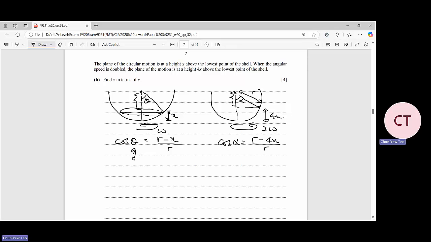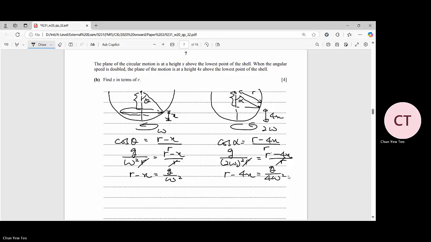This will be g over omega squared r is equal to r minus x over r. So the r can cancel off, and you get r minus x is equal to g over omega squared. Then for this one, you just change your omega to 2 times omega, double of it. You cancel the r, then you get r minus 4x is equal to g over 4 omega squared.